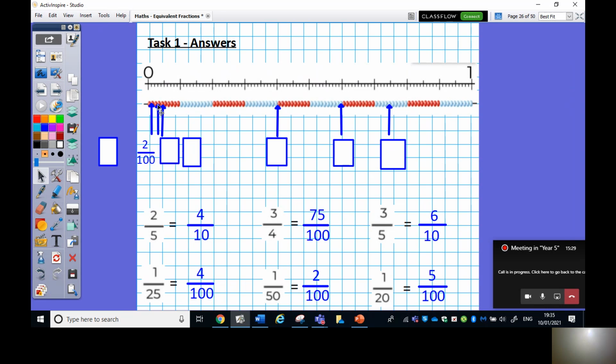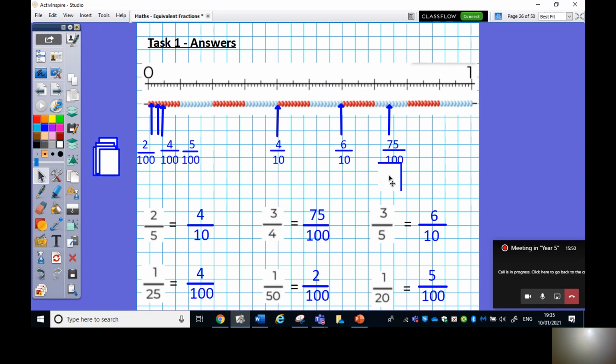This is the next one here. Good. 4 hundredths. Well, what about the next one? They're all quite close together. Excellent. 5 hundredths. What about this one here? Good. 4/10. And this one? Yep. 6/10. And this one? Yes, 75 hundredths. Well done.